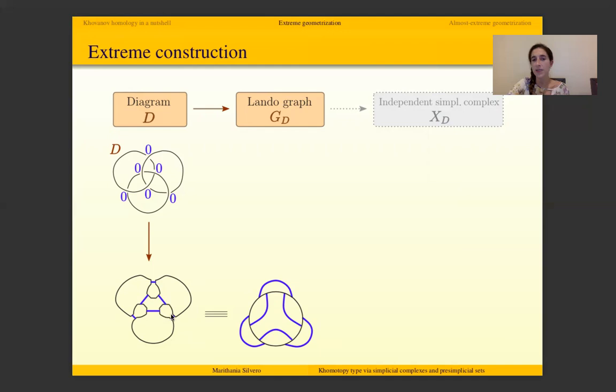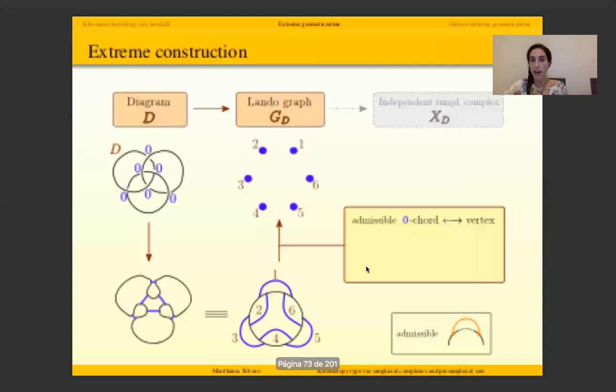I have drawn it differently, so it is clearer, this picture. Okay, so now we are going to say that a chord, meaning a segment, is admissible if it has both endpoints in the same circle. So in order to construct the graph, we are going to draw a vertex for each admissible chord. Okay, so since here we have just one circle, our chords are all admissible. So we have six chords, so we have here six vertices.